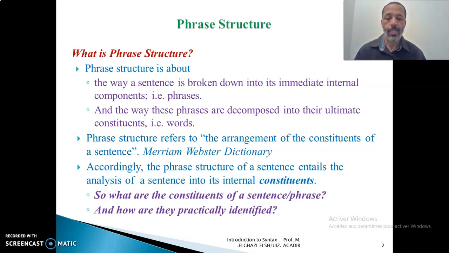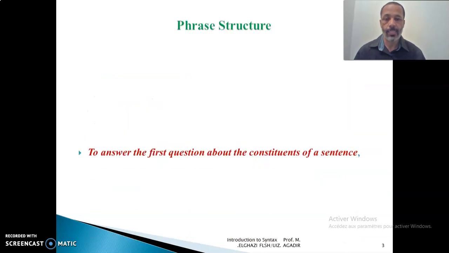Accordingly, the phrase structure of a sentence entails the analysis of a sentence into its internal constituents. When we say phrase structure of a sentence, what do we mean? We mean how the sentence can be analyzed into its internal constituents. Now, we have two questions at this level. What are the constituents of a sentence, or a phrase? This is the first question. The second question is, how are they practically identified? How can we practically identify the constituents of a sentence?